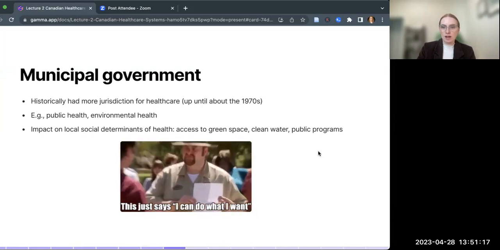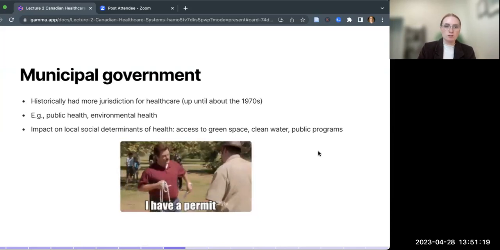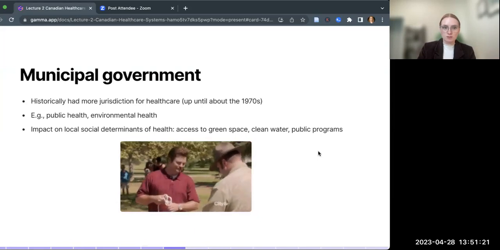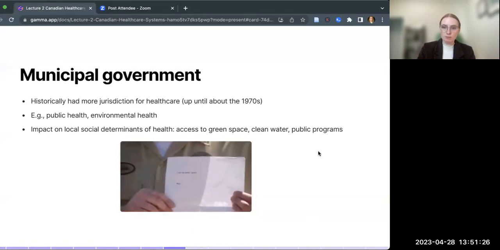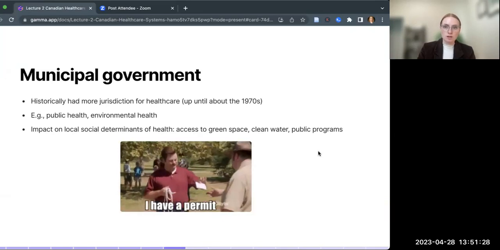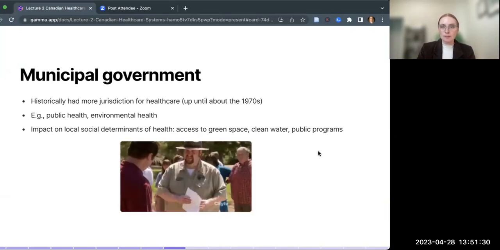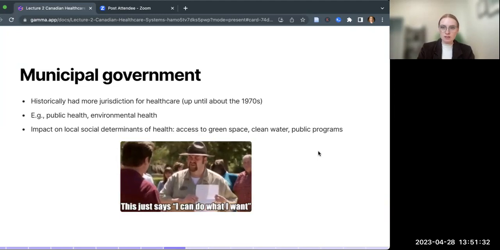But of course, they still have an influence on public and environmental health. So municipal governments have impacts on social determinants, such as providing green space, clean water, public programming to residents. So maybe not quite as directly involved in healthcare policy, but they do have a role.